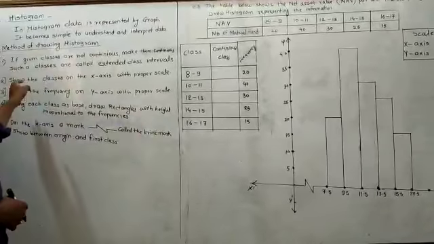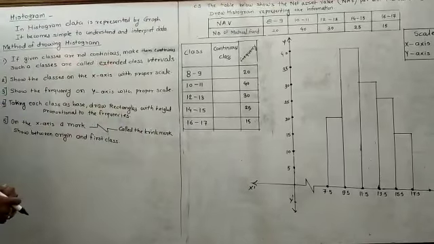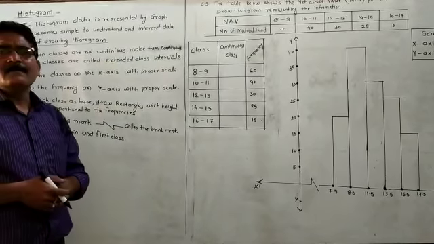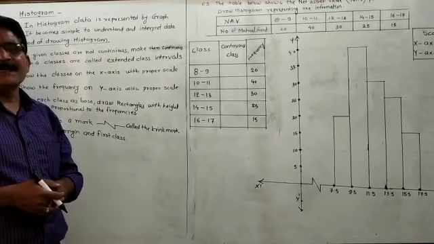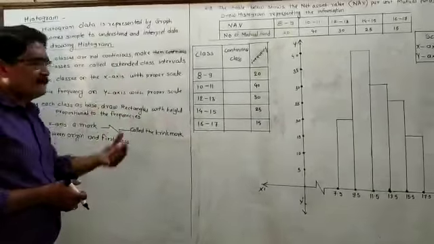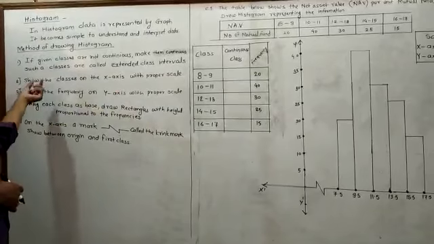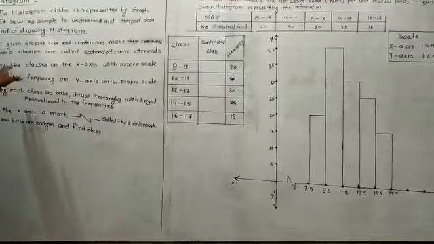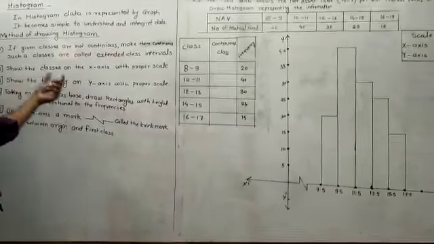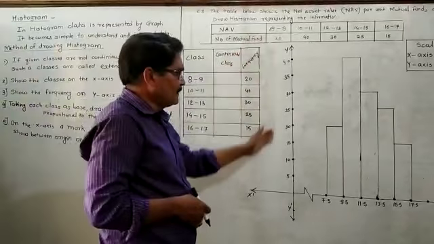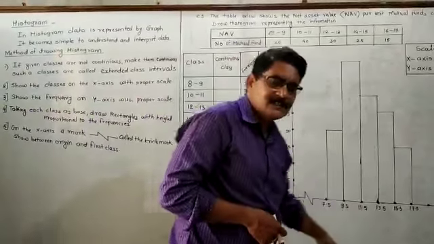Second thing is that such classes are called the extended classes, class intervals. Once you continue the classes, those continuous classes are called the extended class intervals. Then show the class on the x-axis. Every time you have to show the class on the x-axis and show the frequency on the y-axis. Means frequency you have to show on the y-axis and class you have to show on the x-axis.